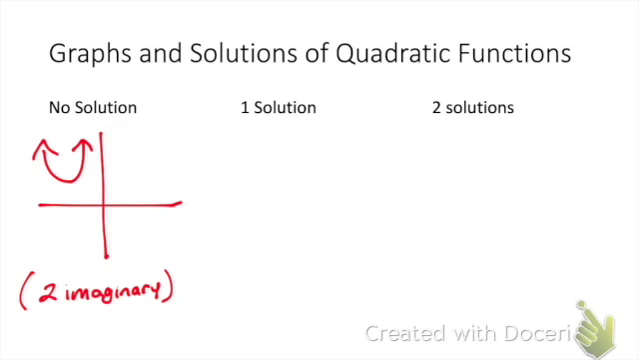What would the graph look like if it had 1 solution? It would just be touching the x-axis at the vertex. So if I have 1 real solution, where does the second one come from? Can I have 1 real and 1 imaginary solution? No, because imaginaries always have a pair with them. So have you guys learned about multiplicities?